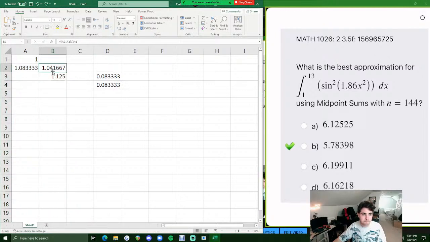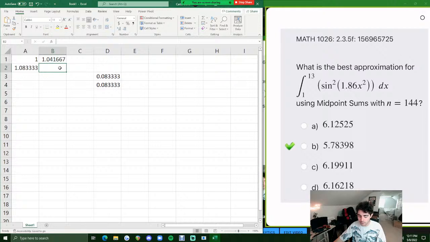Let's get this right. All right, let's start from scratch. Okay. So we want the halfway point between these two. What we're going to do is equals 1 plus 1.0833333333, and then we're going to divide this value by 2. This gives us the starting x value we want to use.